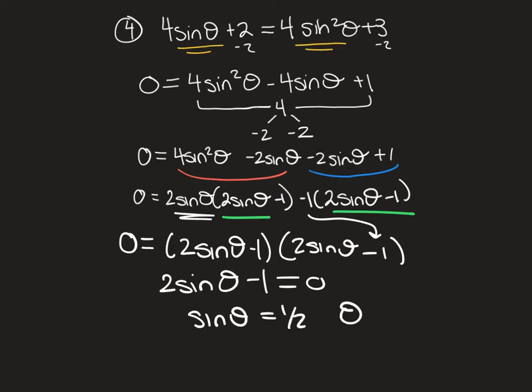So where does sine equal a half? Sine equals a half at pi over 6 and at 5 pi over 6. I know how much you guys love factoring. It's your best friend. Let's do number 6 because I don't want you to forget about a plus and minus sign. So let's do number 6.